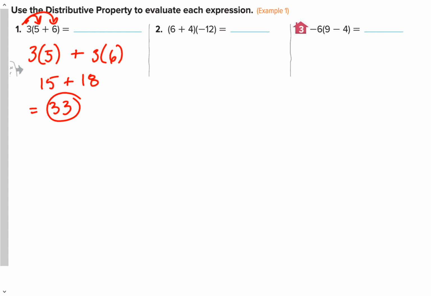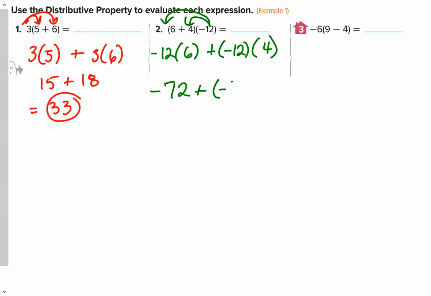All right, next one. It really doesn't matter if the number being multiplied is in the front or the back. You still have to multiply the numbers from left to right on the inside. So this is negative 12 times 6. Operation is plus. And then negative 12 times 4. Don't forget your arrows. It'll help you make sure that every single number is being multiplied. So this is negative 72 plus negative 48. And that's how we get negative 120.